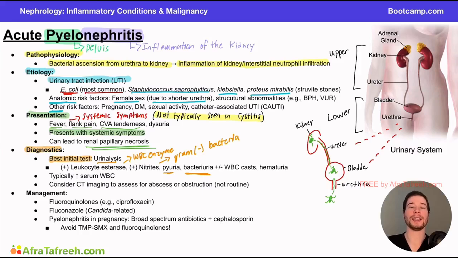Now, again, another key differentiating factor from cystitis is the plus or minus white blood cell cast or hematuria. We would not typically expect to see these in cystitis because we are not dealing with kidney involvement. We're not dealing with glomerular or tubule involvement in the kidneys. The cast formation, if you recall, is a structural thing that occurs when there is a collection of cells that go through the tubule itself in the kidney and are ultimately excreted in the urine.